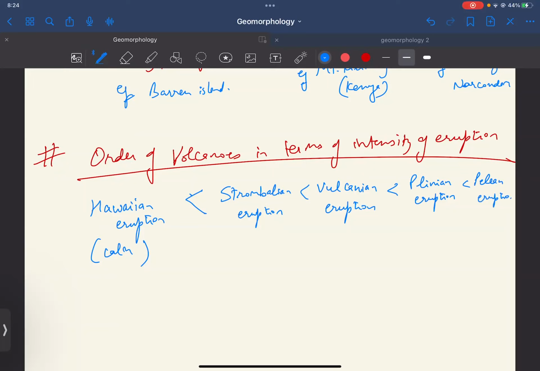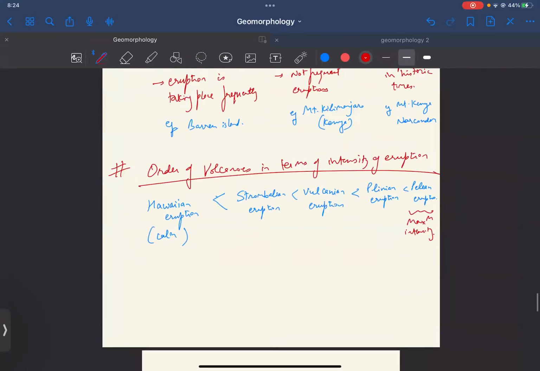So this is the order: Hawaiian, Strombolian, Vulcanian, Plinian, and Pelian. These are the few examples you need to remember. This is the order of types of eruptions. So these are the worst, with maximum intensity. UPSC has never asked a question on this, so I just cover the basics in case UPSC may ask.